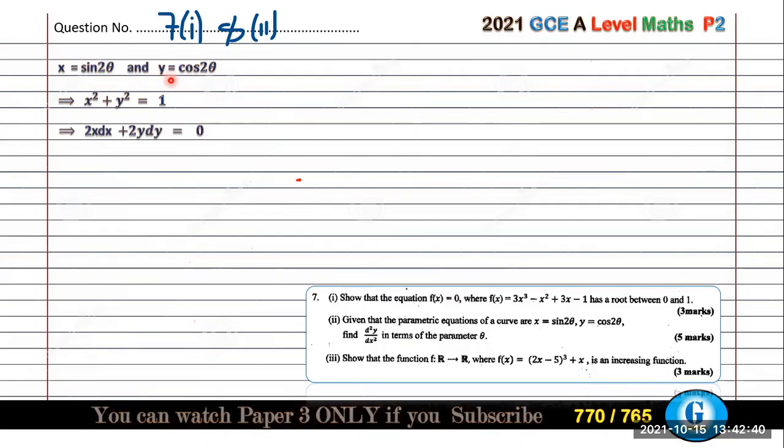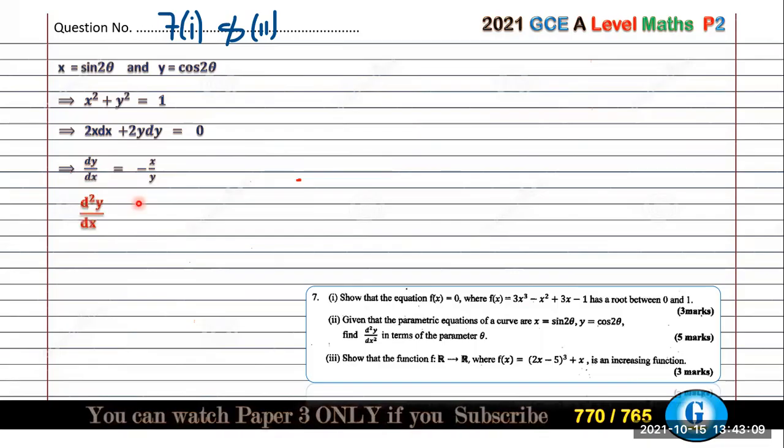Then we now differentiate, implicit differentiation. We differentiate x squared with respect to x, we have 2x dx, plus differentiating y squared with respect to y, we'll have 2y dy, and we differentiate 1, we'll have 0. So we simplify this, we'll have dy/dx will be equal to minus x on y. So now for the second derivative, you can differentiate this dy/dx, right?